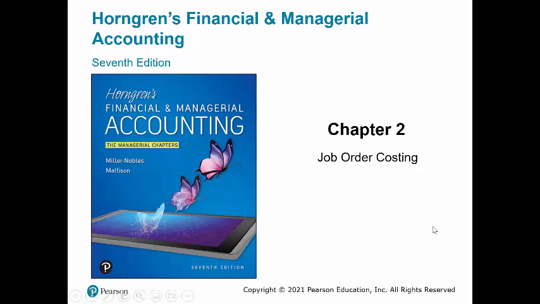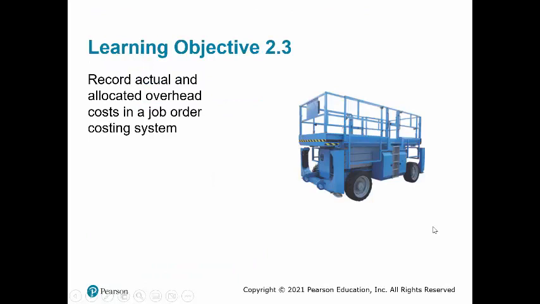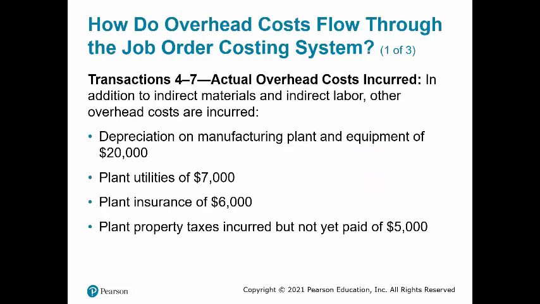This presentation is for Chapter 2, Job Order Costing. In Learning Objective 3, we are going to learn how to record actual and allocated overhead costs in a job order costing system. So now we're going to talk about how overhead costs flow through the job order system.